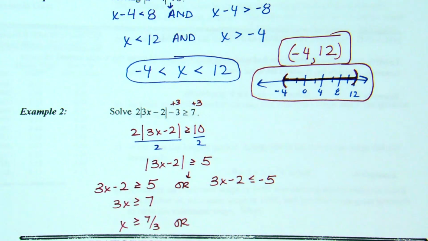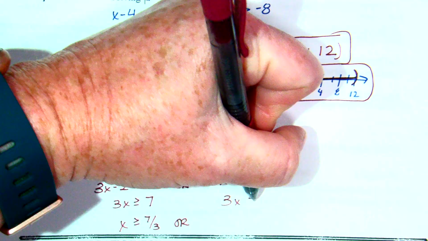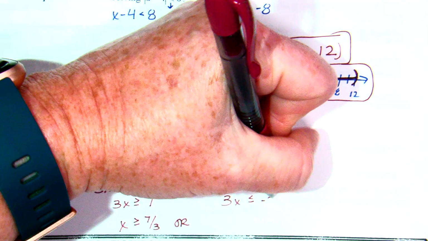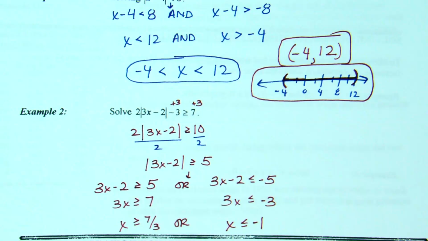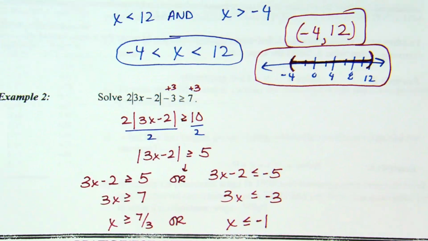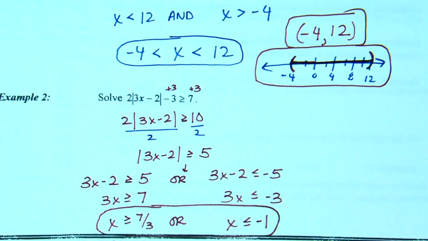Carry down your word. Or. Add 2 again. 3x less than or equal to negative 5 plus 2, which is negative 3. Divide by 3. x is less than or equal to negative 1. Can I write my answer like I did the last answer with x in the middle? No. That only works with and statements. With or statements, if you were leaving your answer as an inequality, you stop there. You can't put that together with an x in the middle.